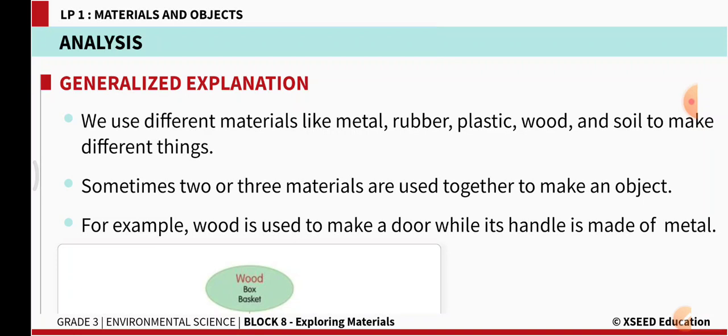Sometimes two or three materials are used together to make one object. Yes, now we have seen that knife. It is made with two materials, metal and plastic. So, sometimes two or more materials are used to make one object. For example, wood is used to make a door while its handle is made of metal. Now go and touch the door, feel it. The whole door is made out of wood. But if you touch the bolt, then once again it is made with metal. So here in the door we can see two materials are used to make that single thing.